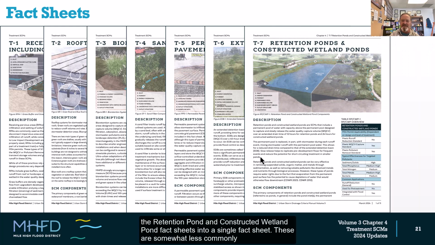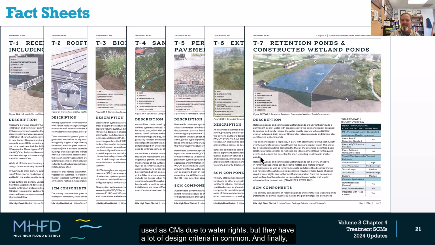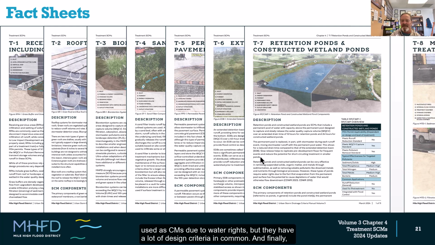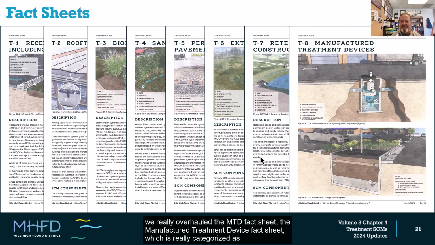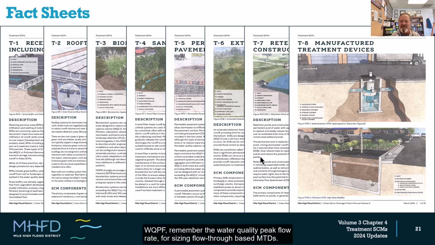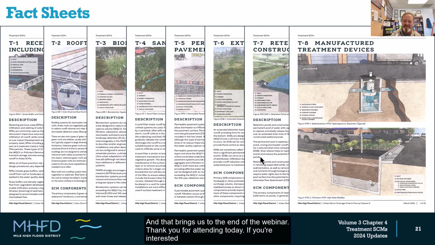We have combined the retention pond and constructed wetland pond fact sheets into a single fact sheet. These are somewhat less commonly used SCMs due to water rights, but they have a lot of design criteria in common. And finally, we really overhauled the MTD fact sheet, the manufactured treatment device fact sheet, which has really categorized SCMs based on their treatment processes. We've also specified that hydrodynamic separators are really only acceptable for pretreatment, and we provided guidance on how to use the WQE and the WQPF, remember the water quality peak flow rate, for sizing flow-through based MTDs.